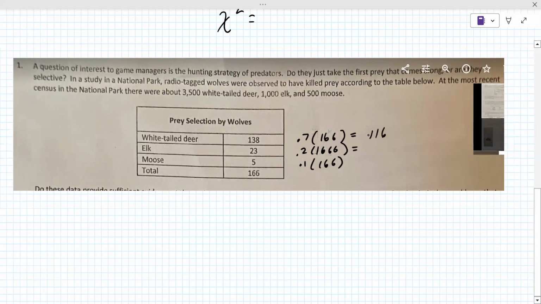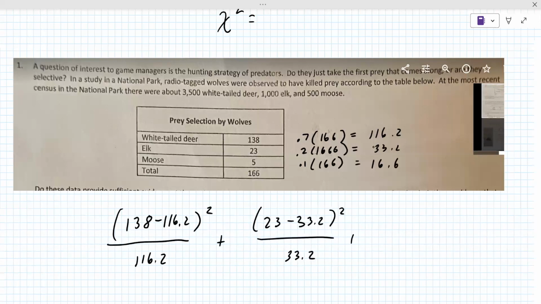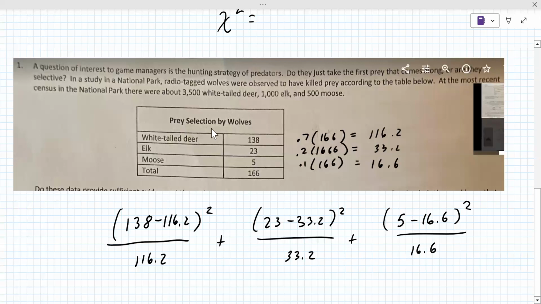This is 116.2. 0.2 times 166 is going to give us 33.2. And then the last one is 16.6. So it's 138 minus 116.2 squared over 116.2, plus 23 minus 33.2 squared over 33.2, plus 5 minus 16.6 squared over 16.6. Okay, and this looks like it's going to give us something a little bigger.